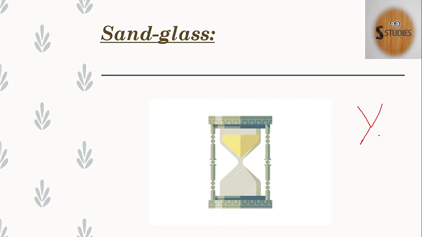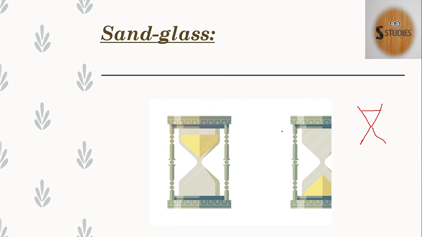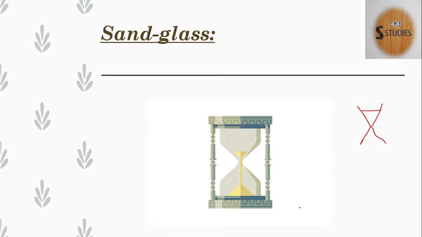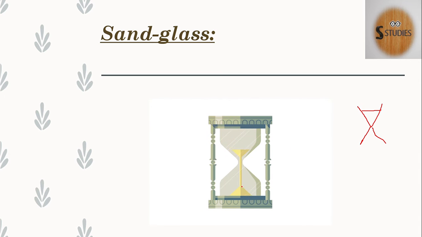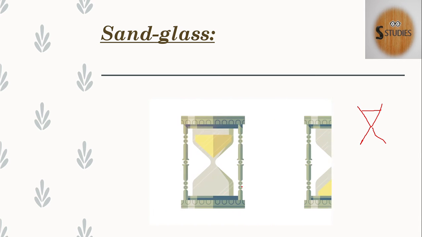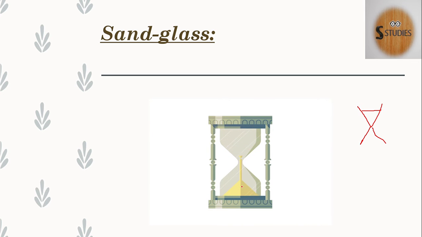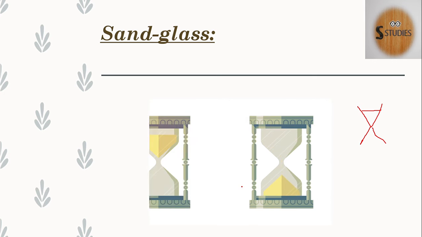So the sand is filled in the top glass, and once it is turned the other way around, the sand starts to come to the second glass. The time it takes for the sand to come to the second glass is what is measured. Once the complete sand has come to the second glass, we measure a time. Like once it comes completely down, we have completed 1 minute, 2 minutes. Like that, we have for hours too.